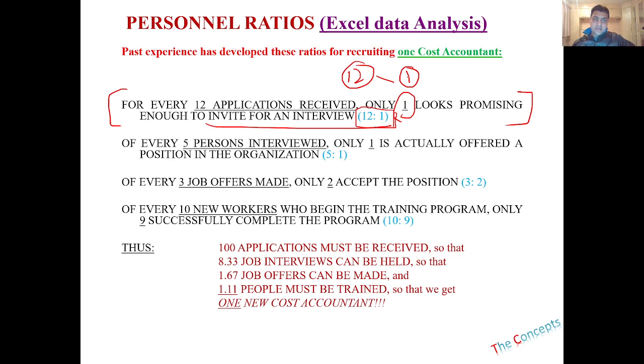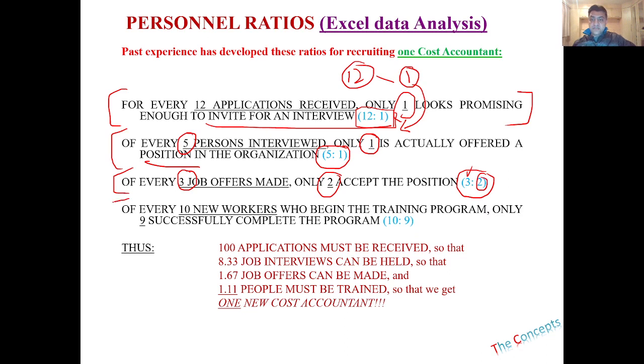Then when you call that person for the interview, which is the second stage, the data shows that if you call 5 people for the interview, only one is actually offered a position. So how many are successful out of 5? 1 out of 5. So the ratio at the second stage is 5 to 1. And then when you offer jobs to 3 people, 2 actually accept the job. That means at the third stage, the ratio is 3 to 2. So if 3 people are offered, only 2 will accept it.